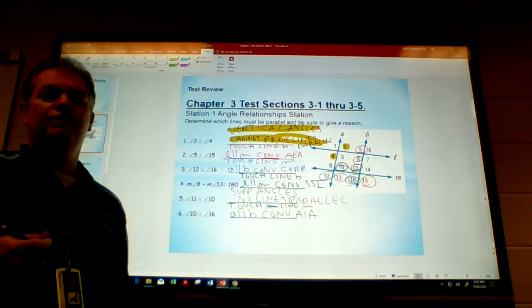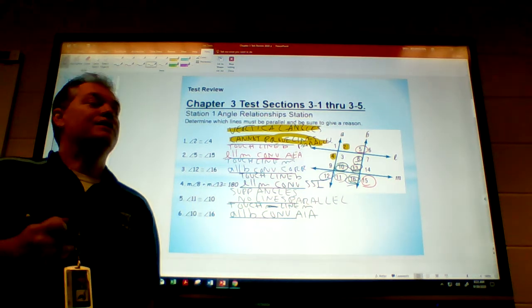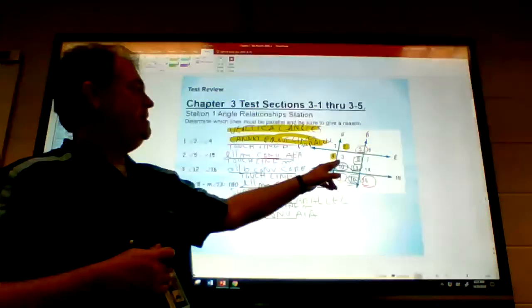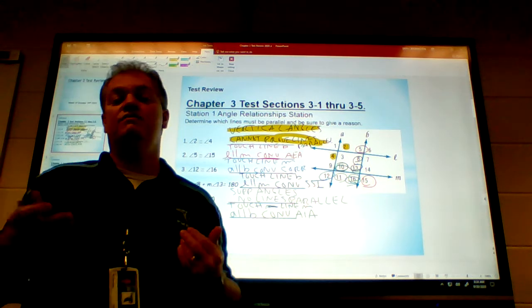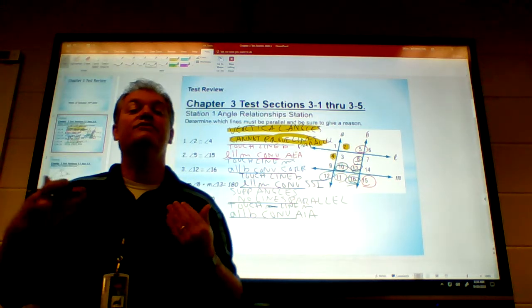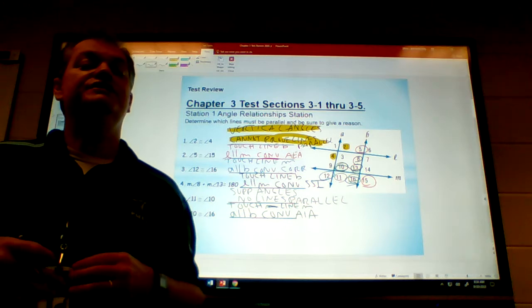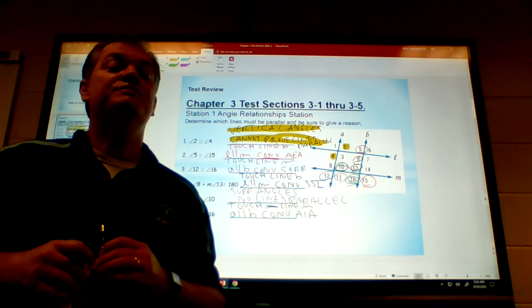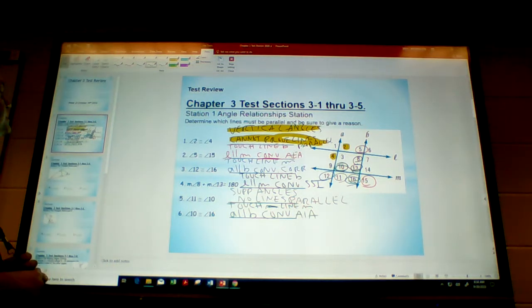So you got to ask 3 questions. First of all, what line do they touch? In this case, they both touch M. That means that L and M are not the ones that are parallel. A and B are the ones that are parallel, and the relationship between the 2 angles is that they're alternate interior angles. So once you determine that, you can prove the lines parallel by the converse of alternate interior angles.